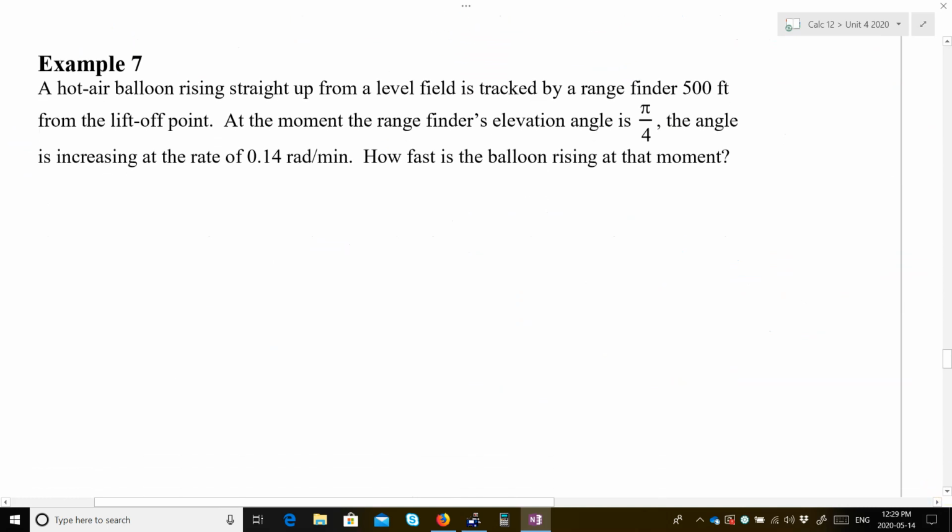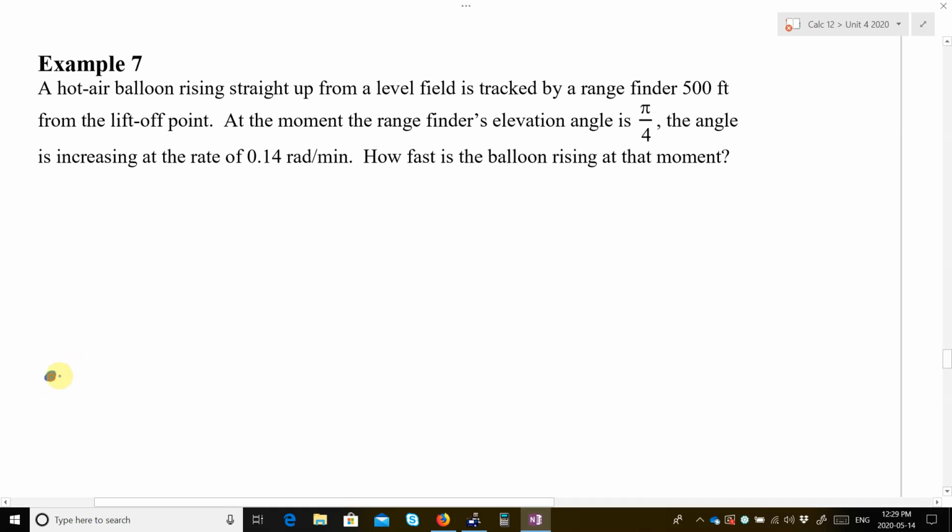Alright, let's try example 7. A hot air balloon rising straight up from a level field is tracked by a rangefinder 500 feet from the liftoff point. At the moment, the rangefinder's elevation angle is pi over 4. The angle is increasing at the rate of 0.14 radians per minute. How fast is the balloon rising at that moment?